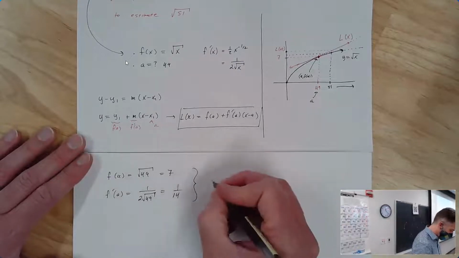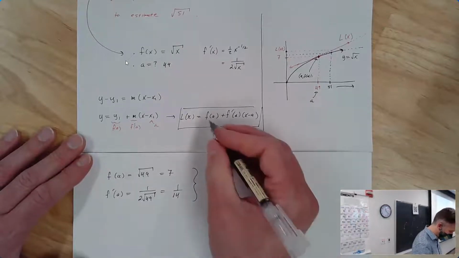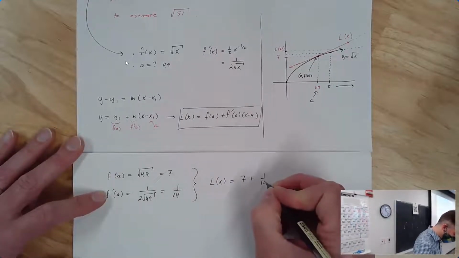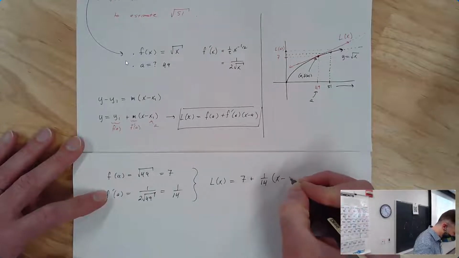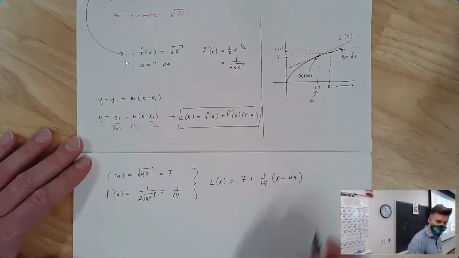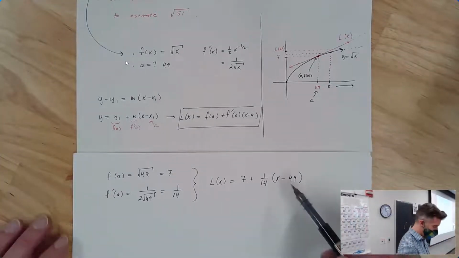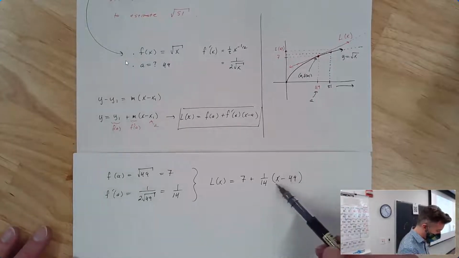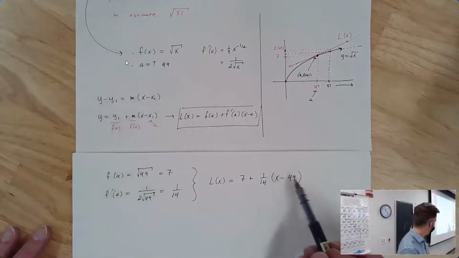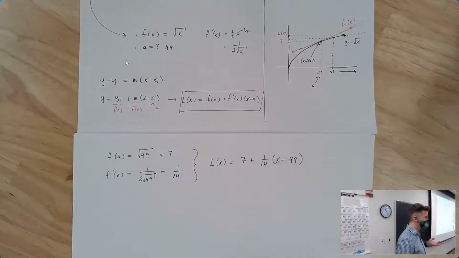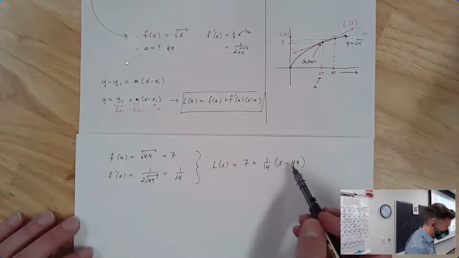So now my linearization, my equation of my tangent line, is f of a plus f prime of a times x minus a, and a was 49. I want you to see that if you pick a value of x close to 49, this part here is going to be small, which makes sense. Because if I'm plugging in 51, the square root of 51 should not be that much different than the square root of 49. They're going to be pretty close to each other. So let's see what we get here.